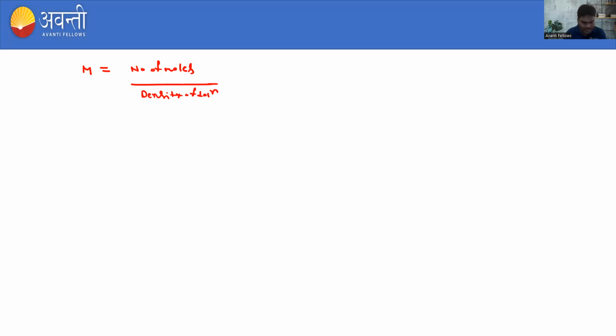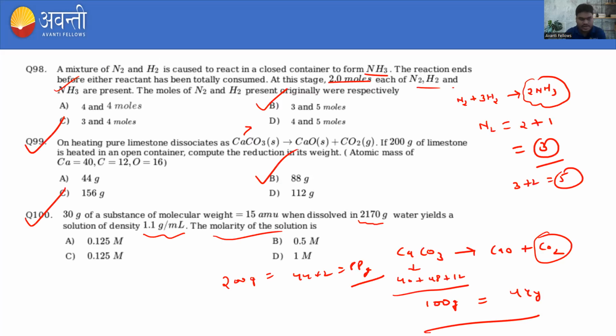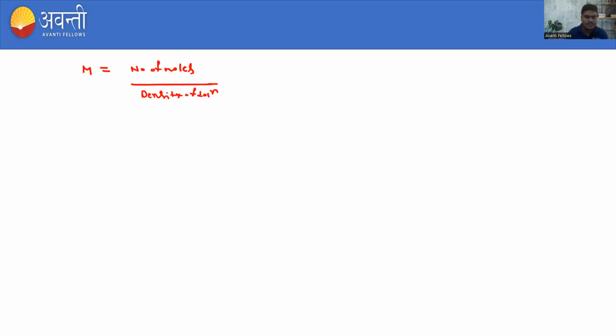Now, how will you calculate the number of moles? The weight of the substance is given as 30 gram, so you can calculate the number of moles. So how will you calculate the number of moles? The weight is given, 30 divided by 15 gram per mole. So this comes out to be 2 moles, right? So the moles are already found.